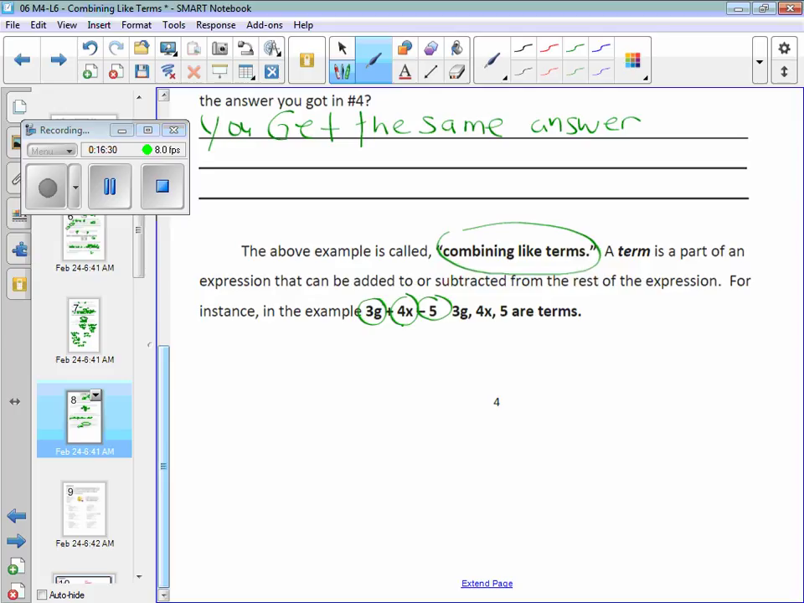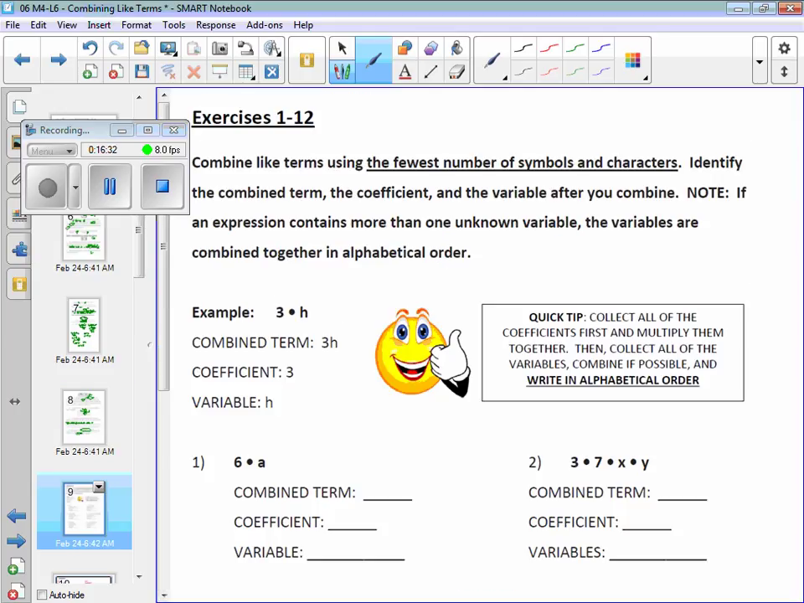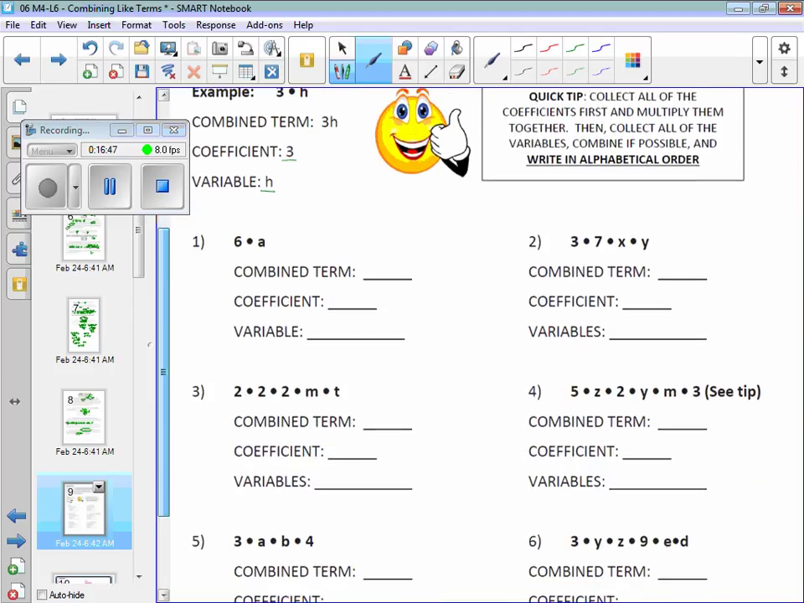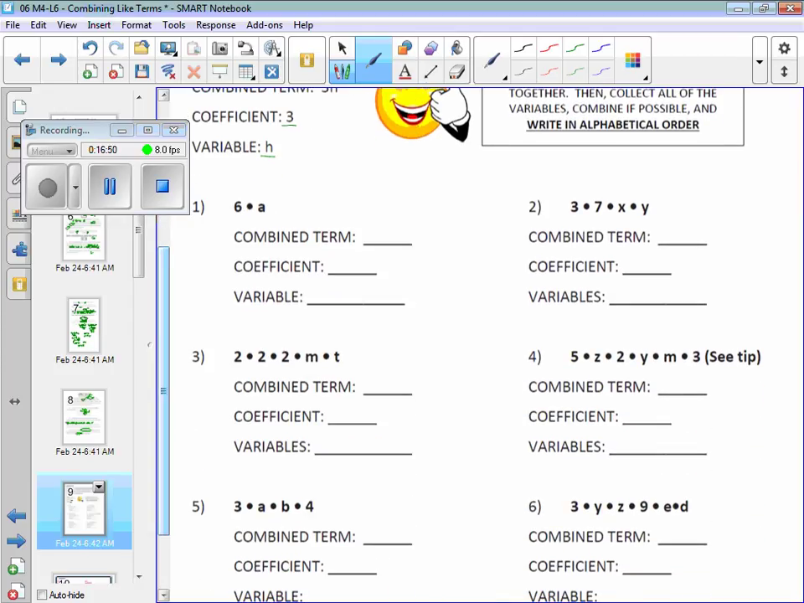Let's practice. They give you the example 3 times h. You can combine it to make it 3h. All we did is took out the dot. The coefficient is 3. The variable is h. Let's do one together. 6 times a. When you write terms, you want to try to do them with as few symbols as possible. Who wants to come up and do 6 times a?